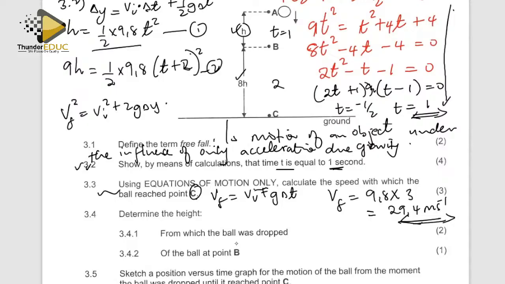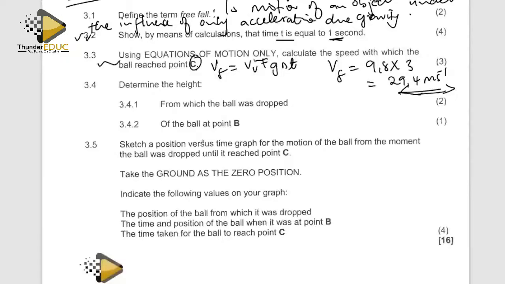Okay, you can also use this, but you'll have to find the total displacement first. After getting your T as 1, you can go back and substitute and find the H, but this is a longer way, because that's what question 3.4 actually requires: determine the height from which the ball was dropped, the total distance.